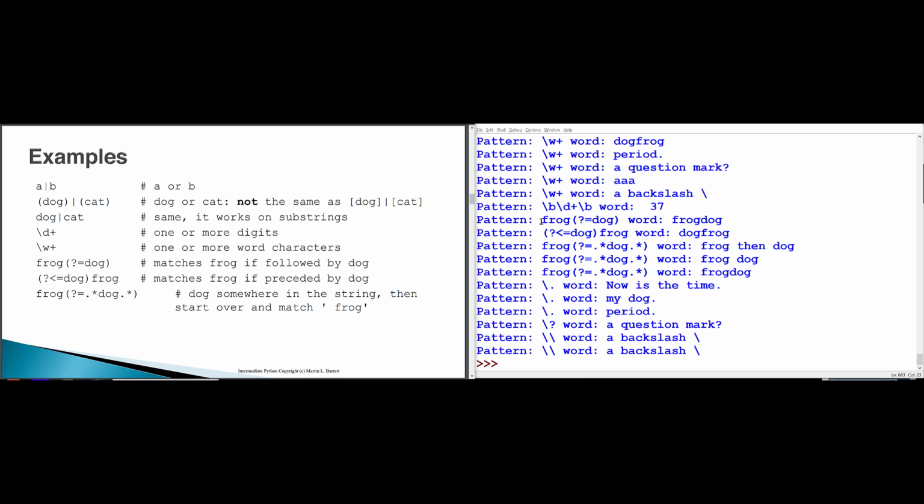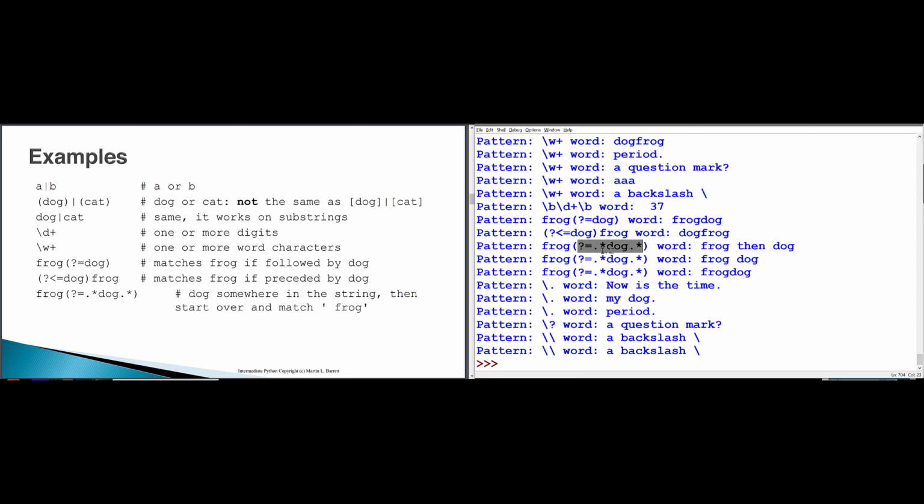If we're looking for frog followed by dog, we've only got one match. And if we're looking for frog preceded by dog, we've also only got one match. Here we're looking for frog followed by dog with optional characters around dog. So this is not quite the same as looking for frog dog.